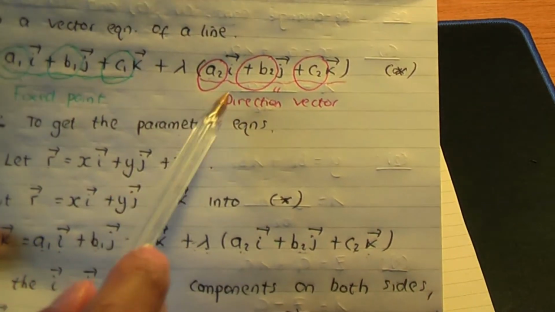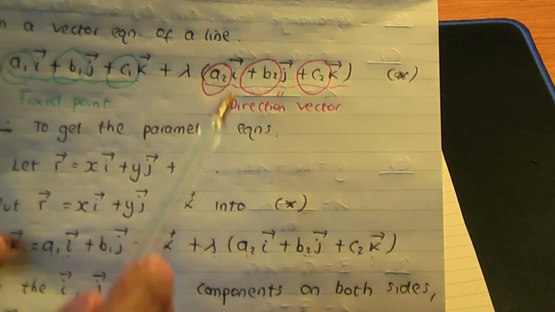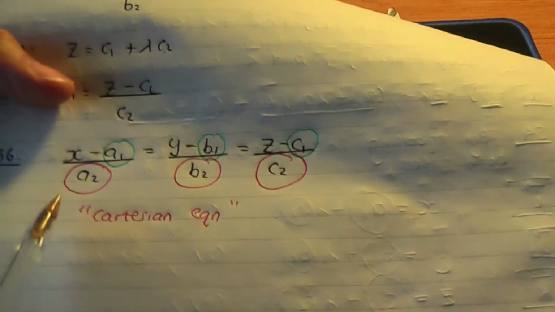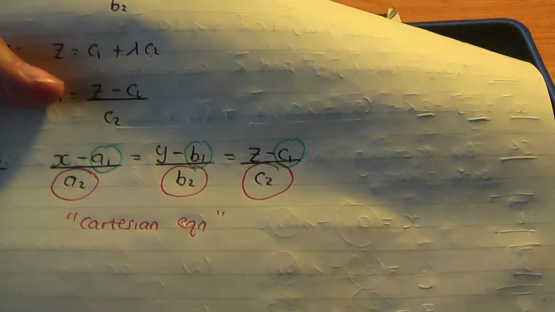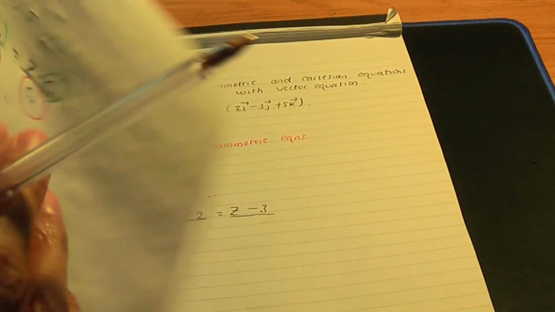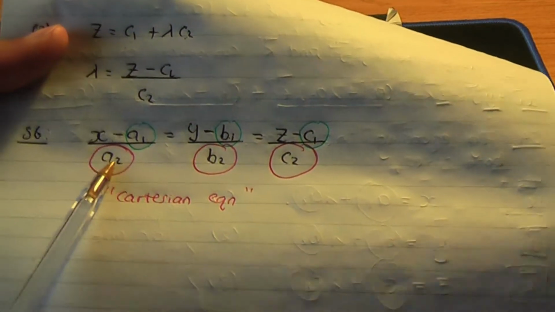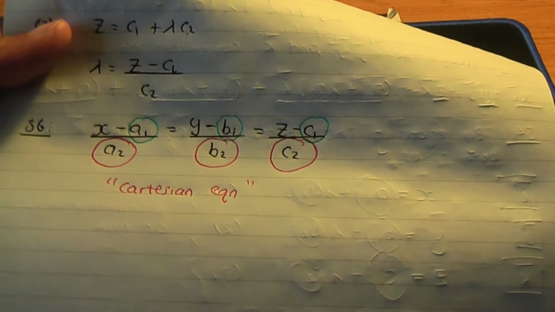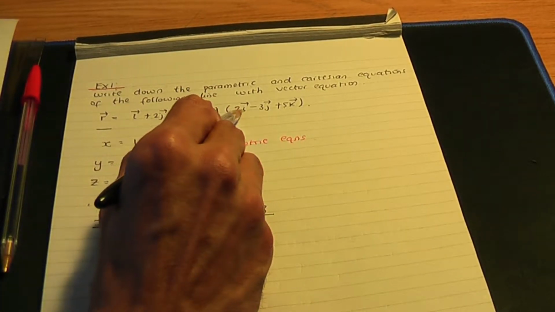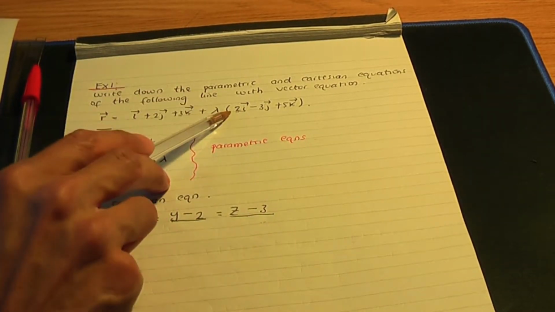going back to the relationship again. Looking at the direction vector, the components of the direction vector, a2, b2 and c2, will appear in the denominators when you write down the Cartesian equation. So a2 will be the denominator of the x expression, so x minus 1 divided by the component of i in our example.